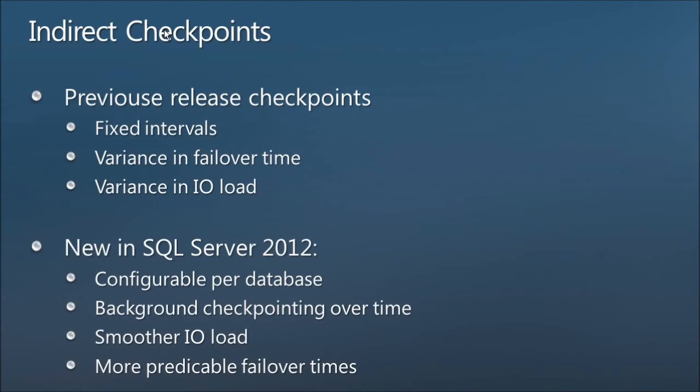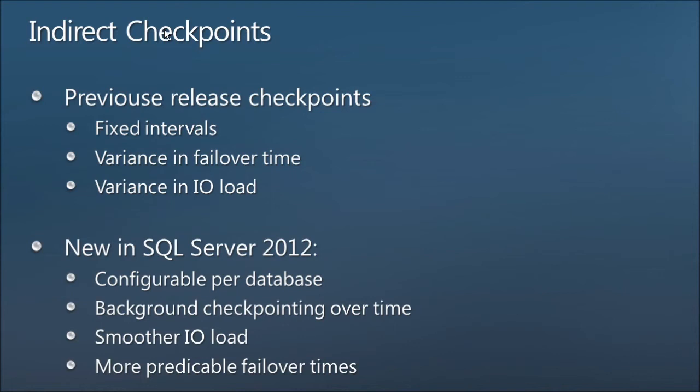Now we know that to control the total failover time, we have to control the checkpoints. But with the previous SQL Server releases, you have very little control over checkpoints. You can only do a fixed interval checkpoint. By default it is 2 minutes. But within the 2 minutes, the changes can be more or less, so you will get variance in the failover time. Also, when SQL Server is doing the checkpoint, you will see an I/O spike if you are monitoring your I/O load.